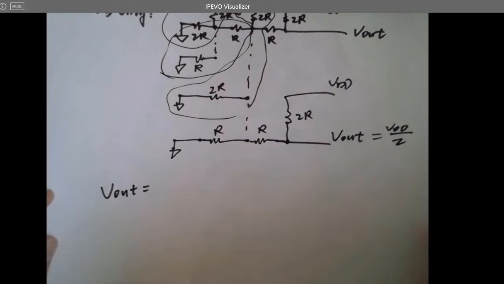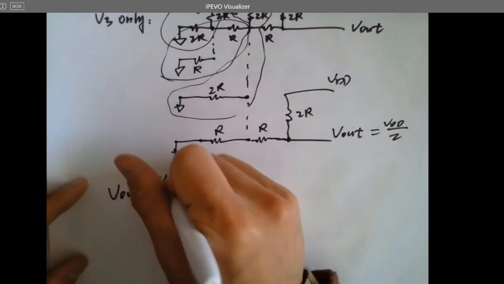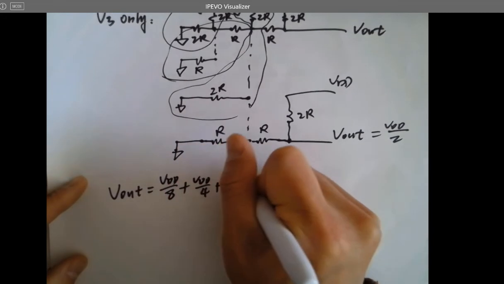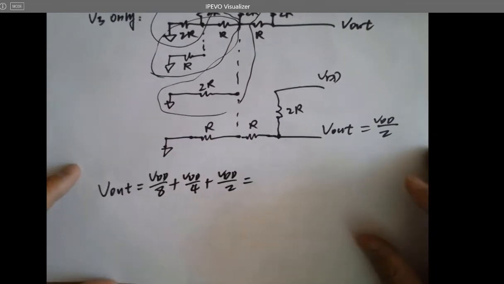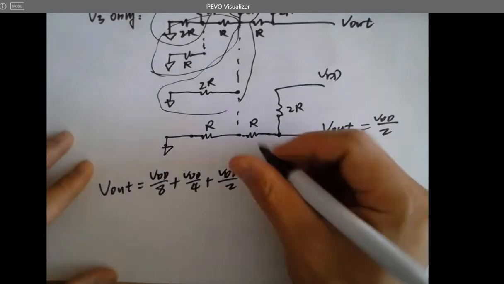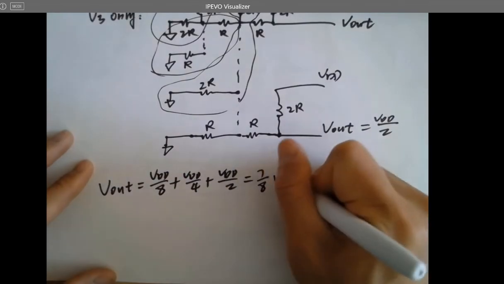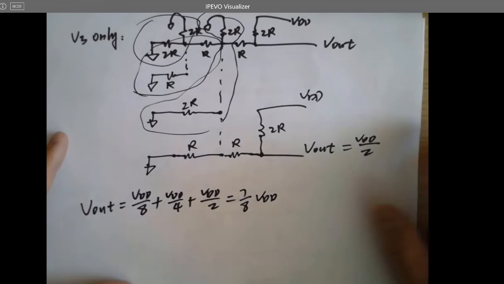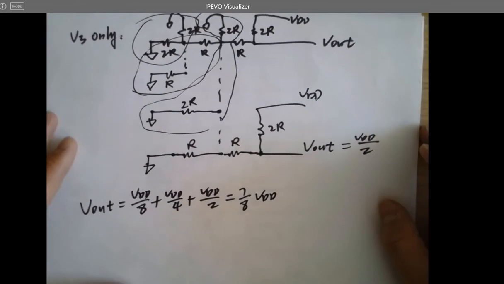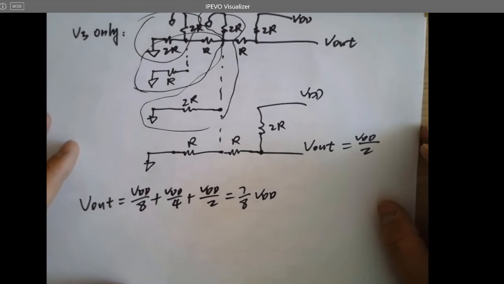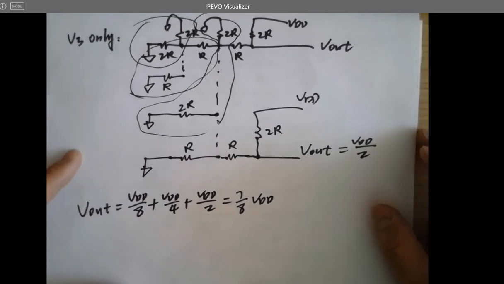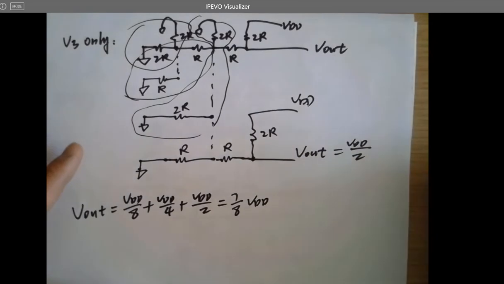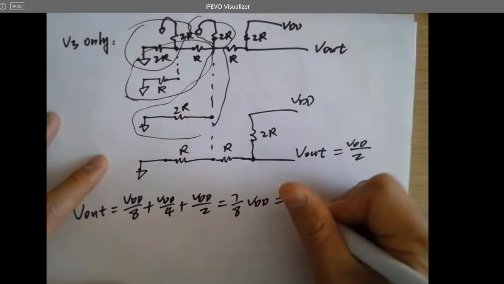All right. So which will be VDD over 8 plus VDD over 4 plus VDD over 2, which is 7 over 8 VDD. Is that familiar to you? What is that? If you look at the notes from Wednesday, so what is this? Full scale, VFS. Remember that?